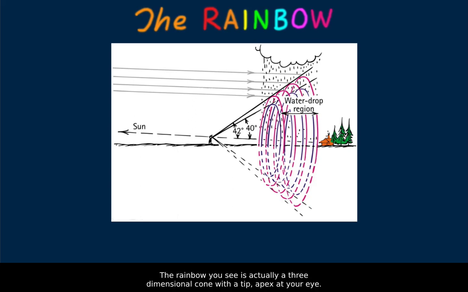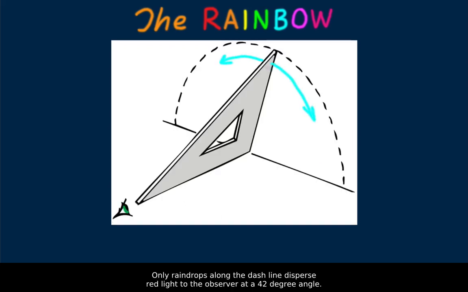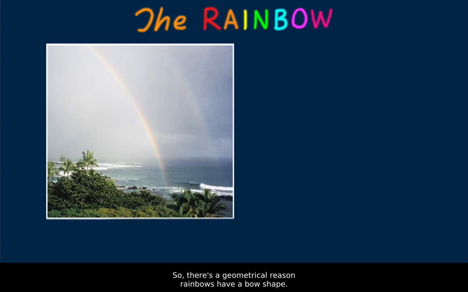The rainbow you see is actually a three-dimensional cone with a tip, apex, at your eye. Consider a glass cone, the shape of those paper cones you sometimes see at drinking fountains. If you held the tip of such a glass cone against your eye, what would you see? You'd see the glass as a circle. Similarly for the bow shape of a rainbow. Only raindrops along the dashed line disperse red light to the observer at a 42-degree angle. So there's a geometrical reason rainbows have a bow shape.